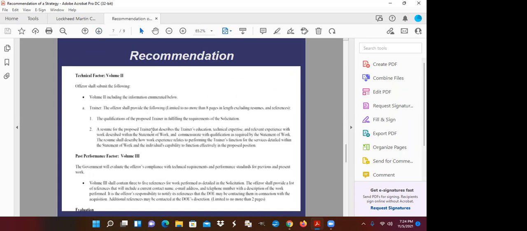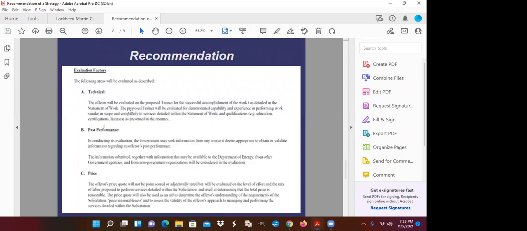All this area right here, I recommend you pay attention to this particular area, which is going to be the past performance factors, volume 3. It tells you that the government will evaluate the offeror's compliance with technical requirements and performance standards for previous and present work. This is what we were just talking about: if they're requiring that, then you want to partner with another company that already has work experience with this particular type of contract, and you can partner with them and get to use their information, in reference to the job, for your past performances.